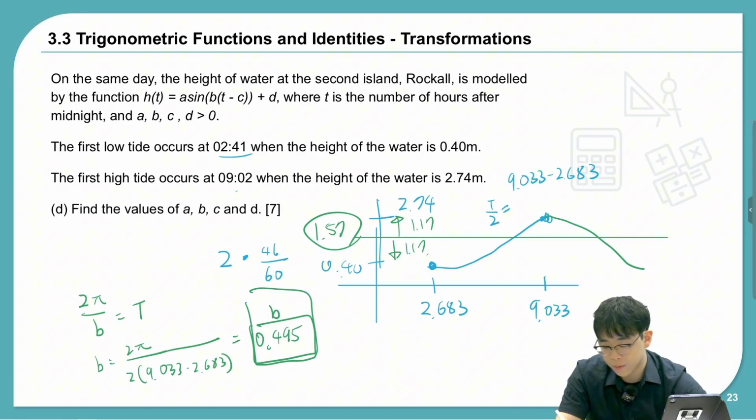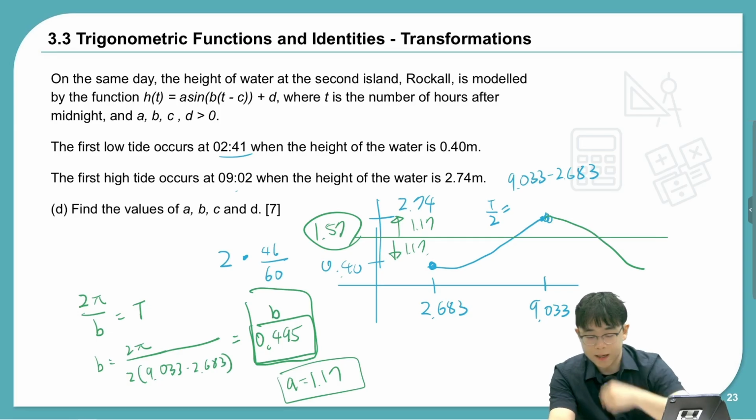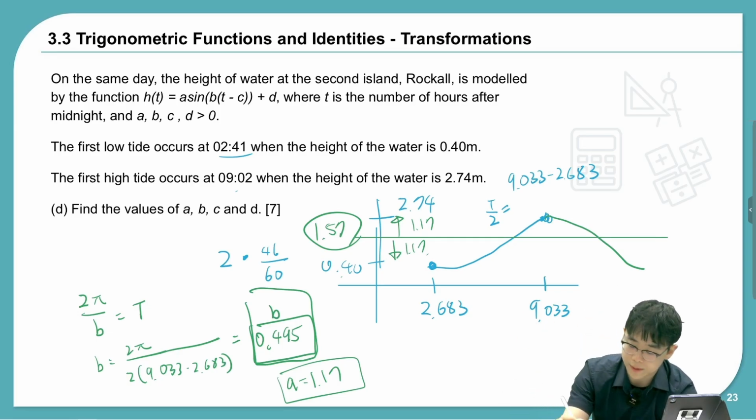For A, we know that it's going to have an amplitude of 1.17. So yeah, A is going to be 1.17 right away. D is going to be the shift. So normally the sine function would fluctuate about height equals 0, but since the center line is 1.57, we can say D is 1.57.